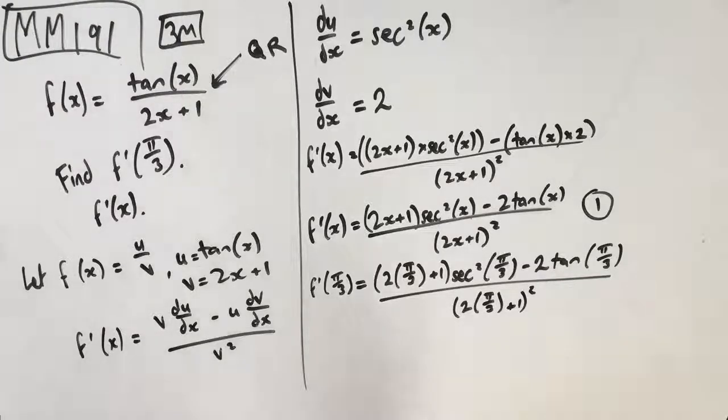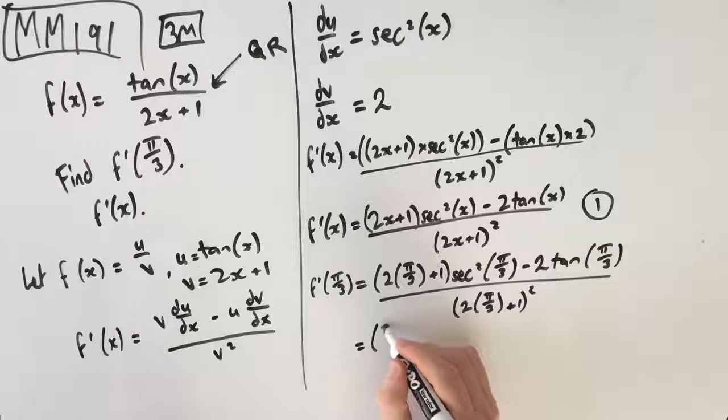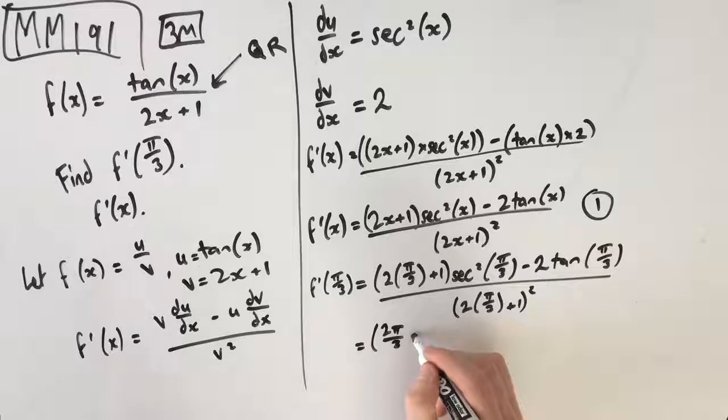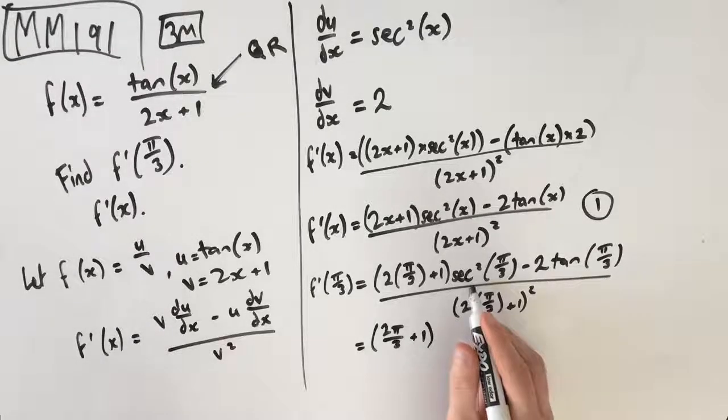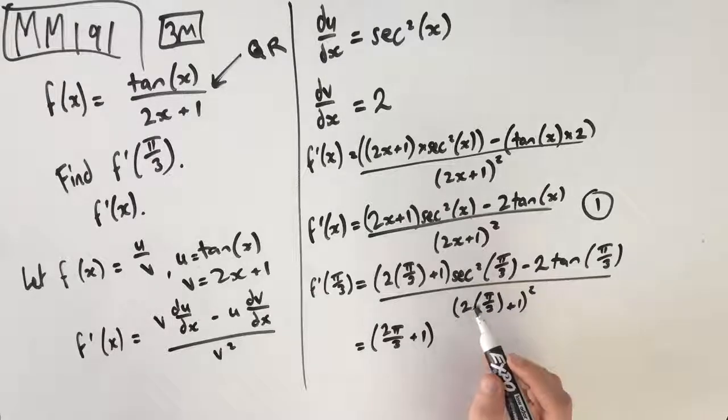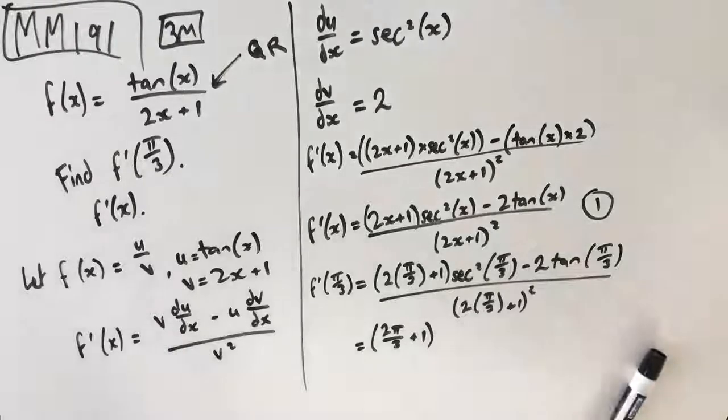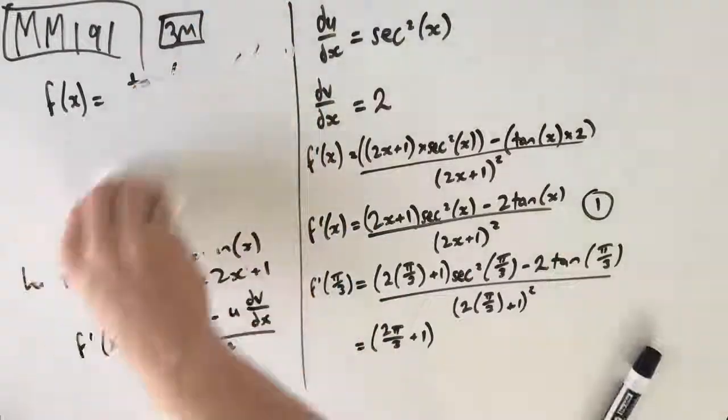Alrighty, so from here then we can just evaluate. So we get 2 pi on 3 plus 1. Sec squared of pi on 3 is the same as 1 over cos squared of pi on 3, right? So let's actually just rub this out up here.